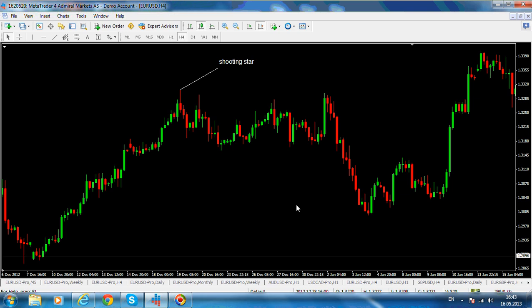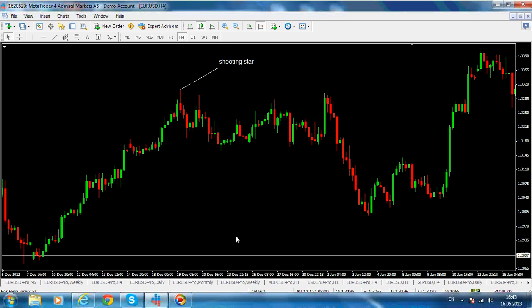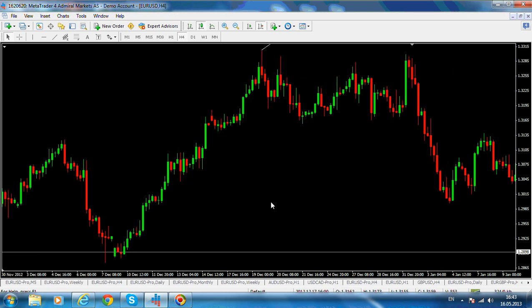Ideally, a powerful shooting star will be followed by a gap lower on the opening of the next candle, but this is not mandatory. Sometimes when the market looks exhausted, there is a sequence of more than one shooting star, maybe 2 or 3 shooting stars, and that is an even more powerful reversal pattern, because it shows you that the market really hesitates at that level. So that is a shooting star.